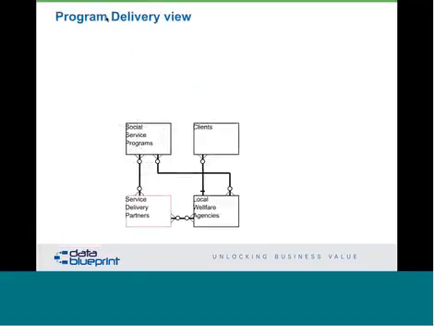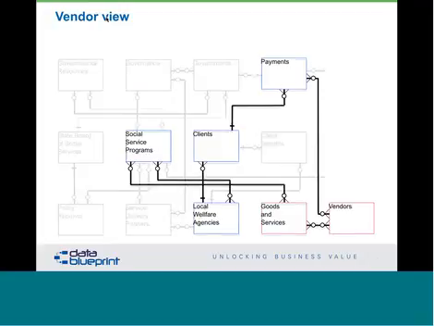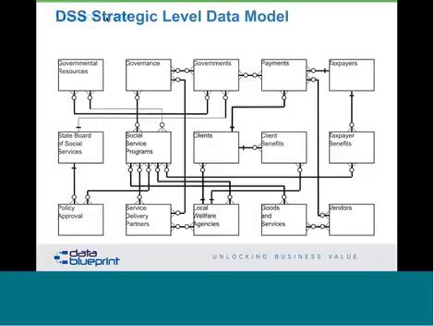The program delivery view, which is the part the taxpayer services are concerned with, again, was dealing with clients here as well as social service programs, delivery partners, and the welfare agencies that they were working with. And finally, the vendor view, which was dealing with those same aspects, social service programs, clients, local welfare agencies, but also goods and services and vendor payments. And only when you put it all together do you get a whole picture of what goes into that process. This is what allows us to leverage these things.